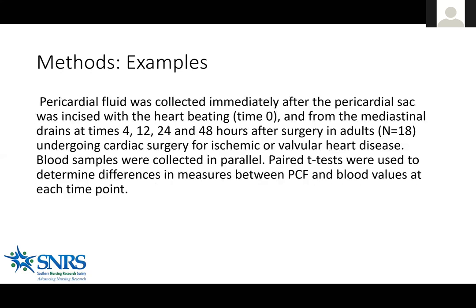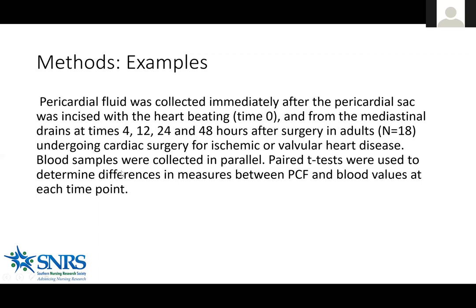Here's one that was a little bit shorter. Pericardial fluid was collected immediately after the pericardial sac was incised with the heart beating at time 0, and then from the mediastinal drains at 4, 12, 24, and 48 hours after surgery. So that's how it was collected. In adults, here's the sample size, 18, undergoing cardiac surgery for ischemic or valvular heart disease. So that tells you what was collected, when it was collected, and who the sample was.